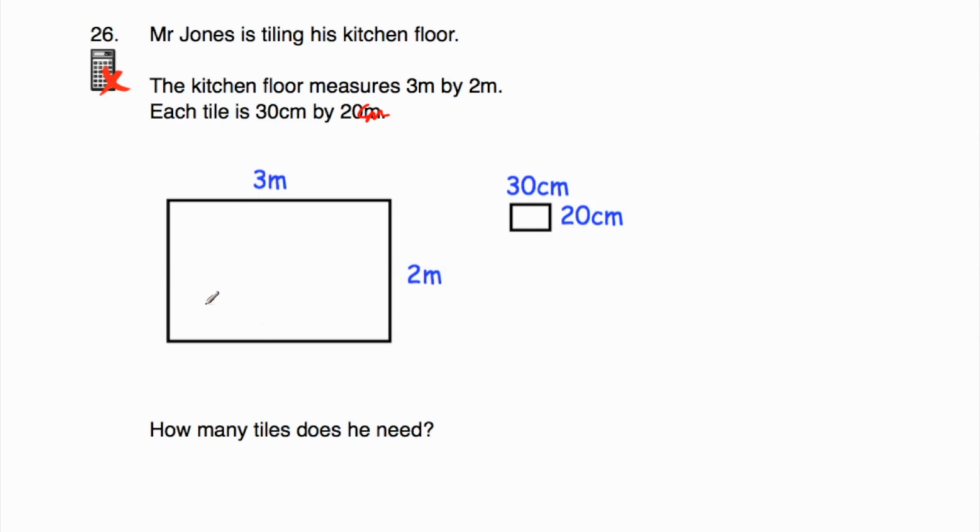So in a question like this, I like to figure out how many tiles would go in one row. So I would start at the bottom and I would work out how many tiles would go in each row. And then I would figure out how many rows of tiles that I would have. And then I can figure out then how many tiles I need.